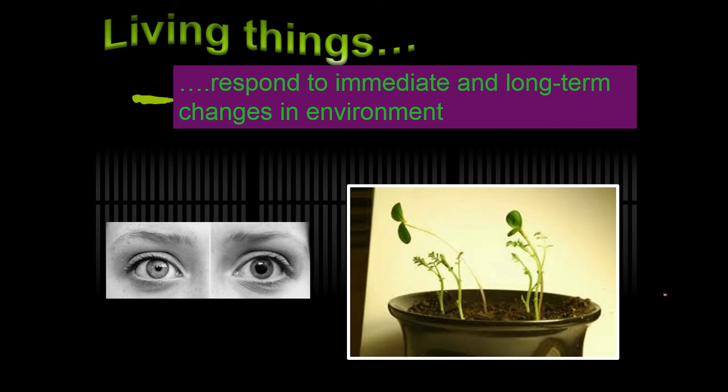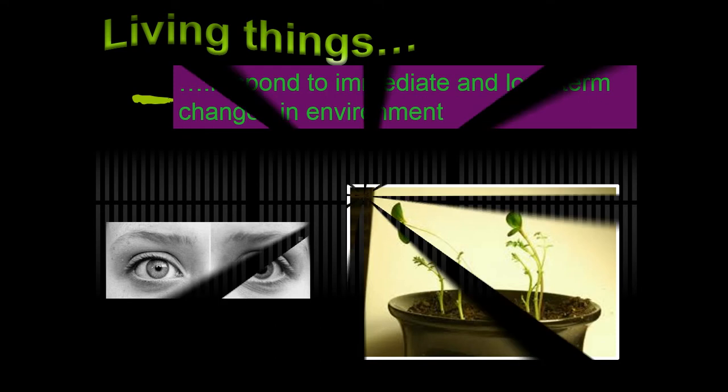Another example of responding to changes in your environment is your own eye cells. The pupils of your eyes dilate when they're in low light and shrink when they're in bright light. That's an example of a response to something in your environment.